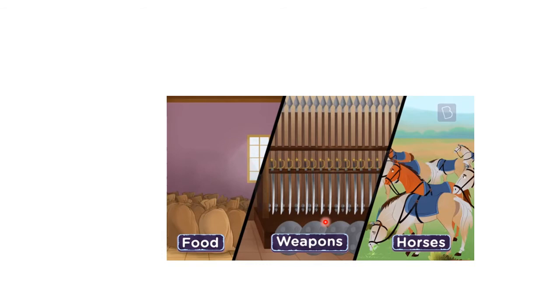Now children, to run a kingdom, what is required? Money is required. For what is it required? For food, to feed the people of the country, weapons to fight wars, horses for the military, and for other day-to-day expenditures. Okay, so this is what the king requires money for.